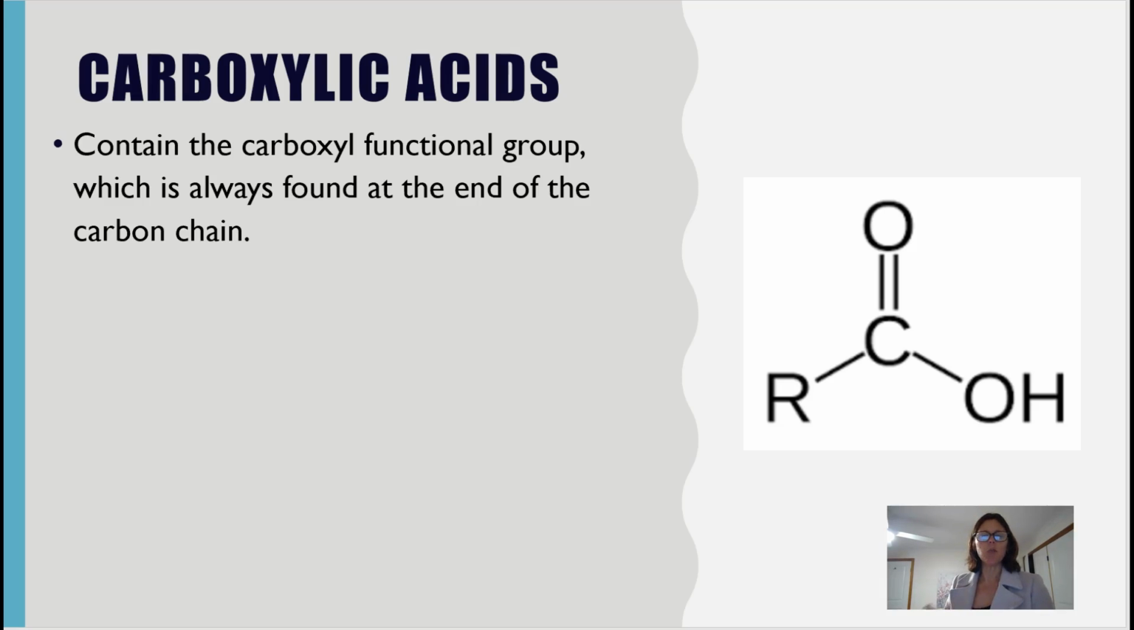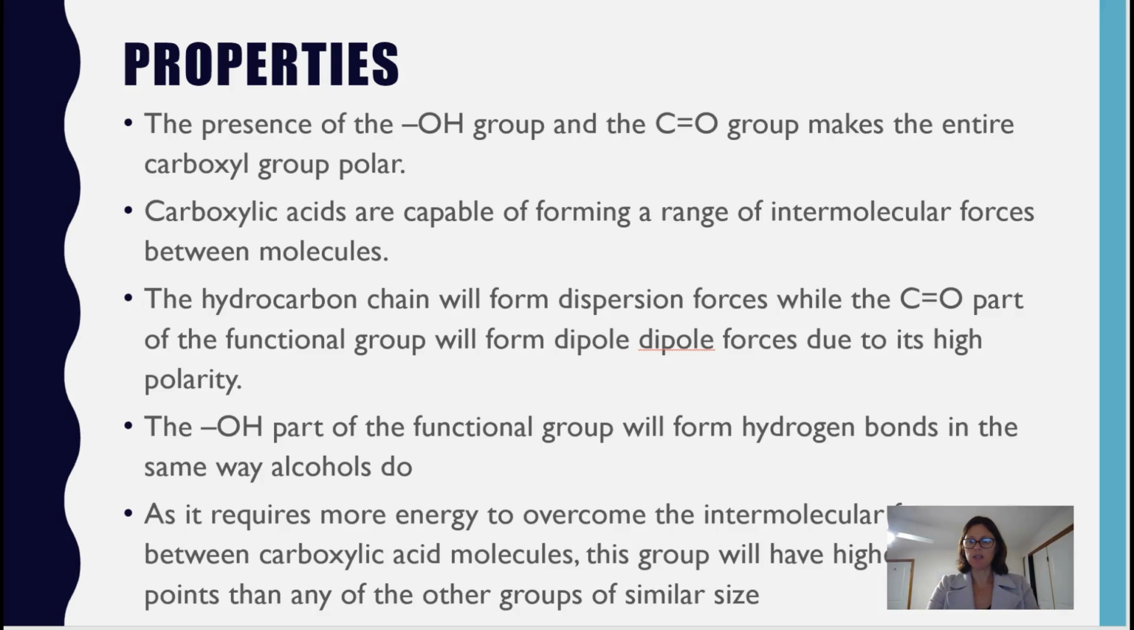A carboxyl group is a combination of carbonyl and hydroxyl, meaning OH, and because they're combined together, we get our carboxyl group. So what happens with these guys? In here, we have the OH group and the C double bond O, and because we've got those there, we're going to get some different features. The carboxylic acids can form a whole range of intermolecular forces. In the hydrocarbon chain, we're going to get the dispersion forces. The C double bond O part is going to have dipole-dipole, and the OH part is going to have hydrogen bonding. So therefore, we're going to need more energy to overcome all these intermolecular forces between different carboxylic acid molecules.